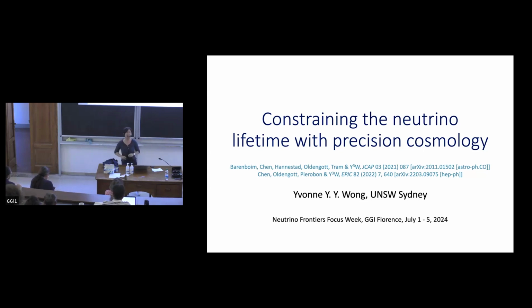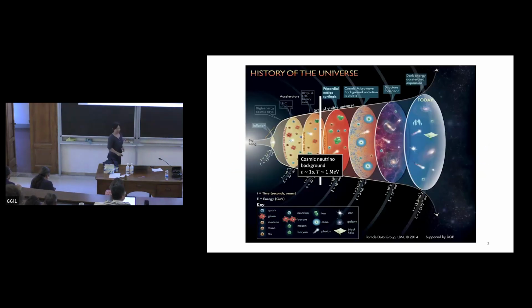Everyone knows that there's a cosmic neutrino background, which was produced 1 second after the Big Bang. We're left with these low energy neutrinos that are permeating all space.